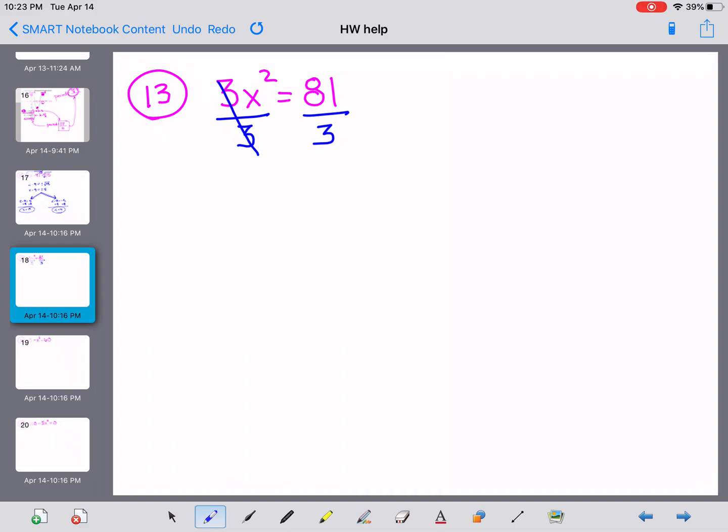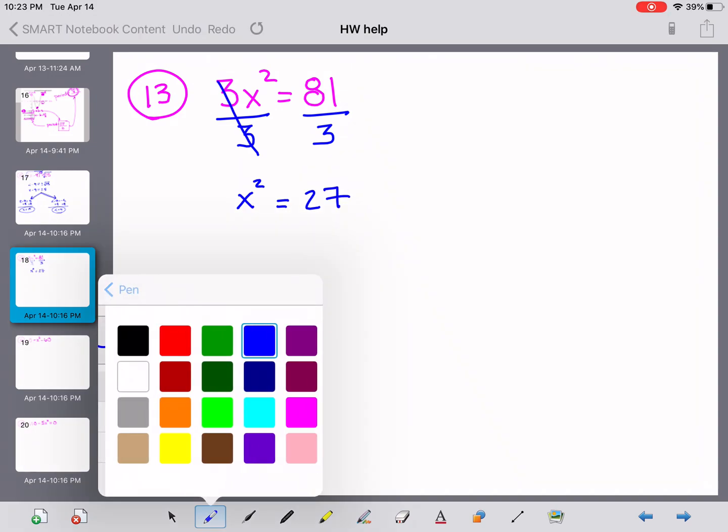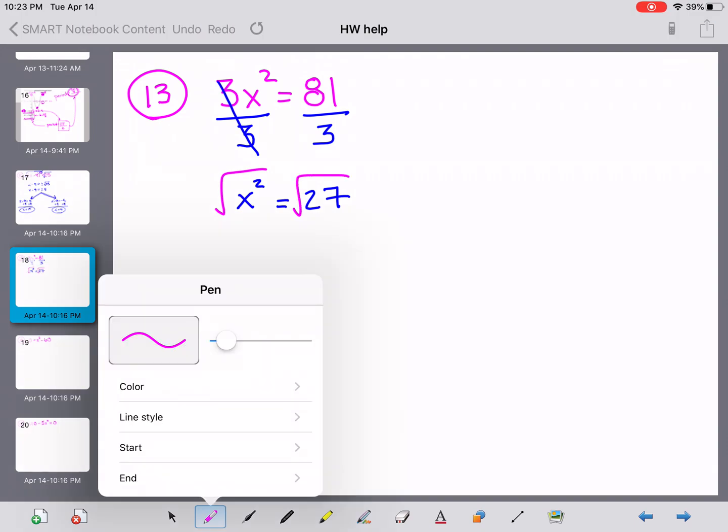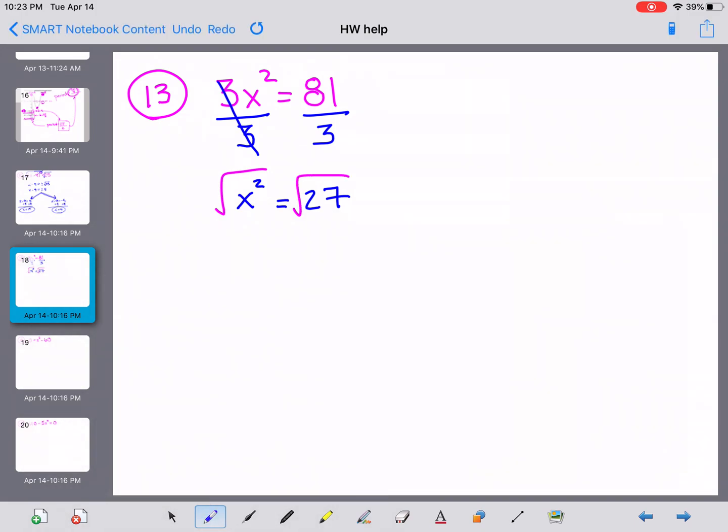Some people I saw in your homework, you were trying to take the square root on step 1. You can't do that. You have to take the square root once you get the x squared alone. So this is x squared equals 27. Now that you've gotten the x squared alone, this is where you can take the square root of both sides. So that becomes x equals, automatically you get a plus or minus sign anytime you do square root.